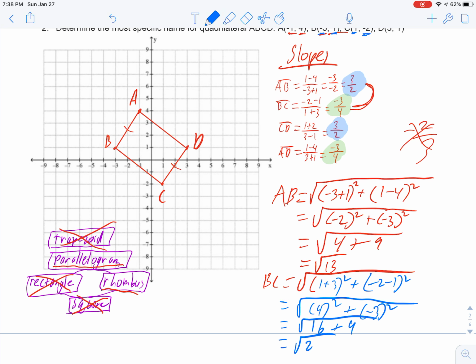And that's the square root of 25, which already I can see is not equal to the square root of 13. Now we should simplify that to 5, but again, 5 and the square root of 13 are not the same, which means not all the sides are equal, which means this cannot be a rhombus. And that leaves us with just a parallelogram.